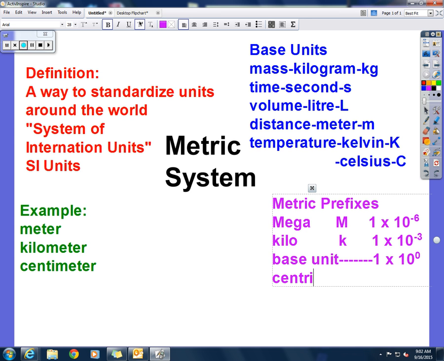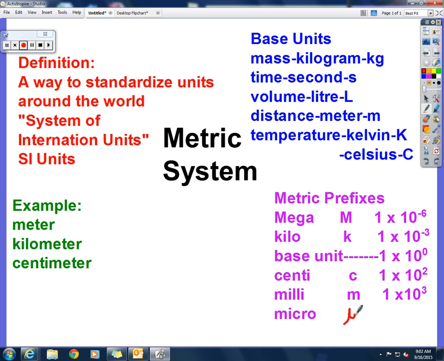Then we have centi, which is a little c, and that's 1 times 10 to the negative 2. We have milli, which is a little m, and that's 1 times 10 to the negative 3. We have micro, which I'm going to have to draw this one in. It's called the mu. It looks like kind of a U with a tail or an M with a tail.